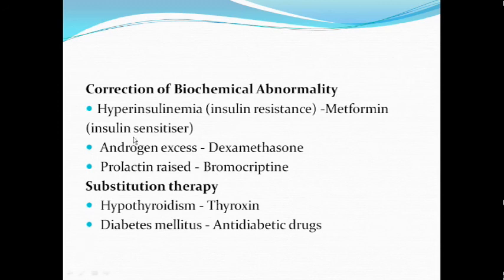If you find different abnormalities, like hyperinsulinemia, which is usually seen in PCOS cases, you should start metformin or an insulin sensitizer. If you find androgen excess, start dexamethasone. If prolactin level is raised, start cabergoline or bromocriptine. If there is hypothyroidism, start thyroid hormone, thyroxine. If there is diabetes, then correct it.